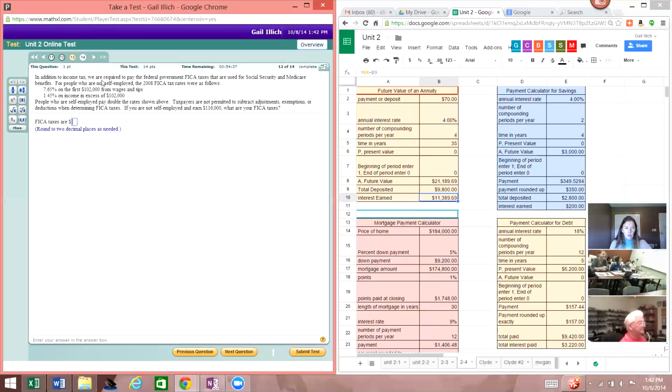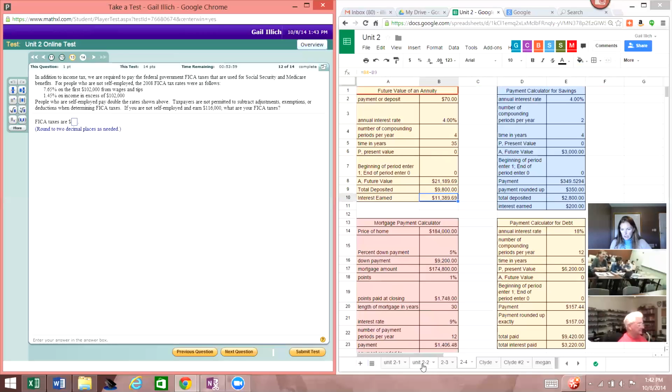In addition to income tax, we are required to pay the federal government FICA taxes that are used for Social Security and Medicare benefits. For people who are not self-employed, the 2008 FICA taxes were as follows: 7.65% on the first 102,000 from wages and tips, and then 1.45% on income in excess of 102,000. People who are self-employed pay double the rates shown above. Taxpayers are not permitted to subtract adjustments, exemptions, or deductions when determining FICA tax. If you are not self-employed and you earn 116,000, what are your FICA taxes?